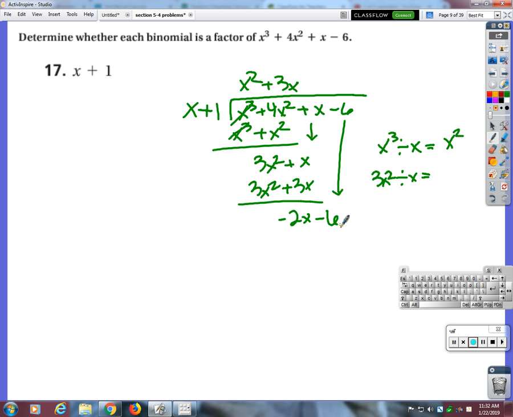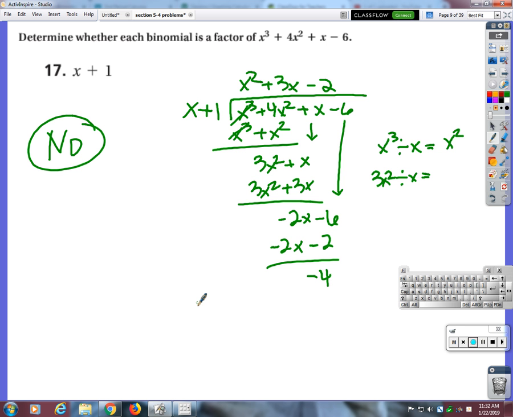What is negative 2x divided by x? Negative 2. So if I distribute here, I get negative 2x minus 2. We can stop there because we know there's going to be a remainder, but let's just practice this last step because, you guys, this is the hard part. Negative 6 minus negative 2, right? So it's negative because you're subtracting the negative, so you're really adding, so that's negative 4. But again, the important part for this problem is we're just trying to determine whether it's a factor or not. So since there is a remainder, the answer is no.